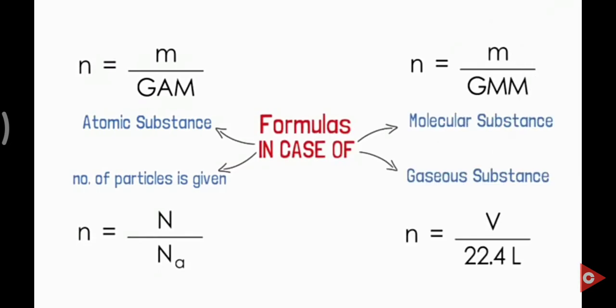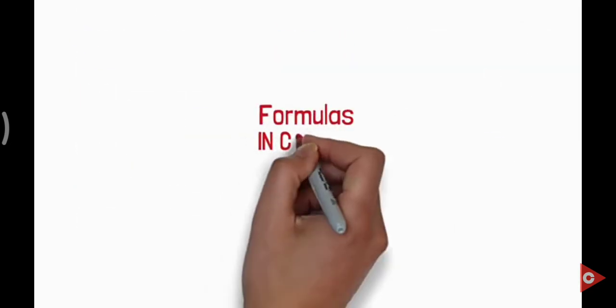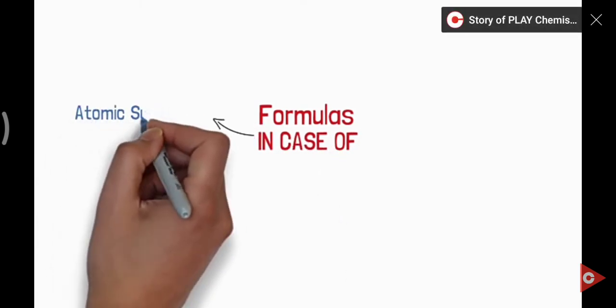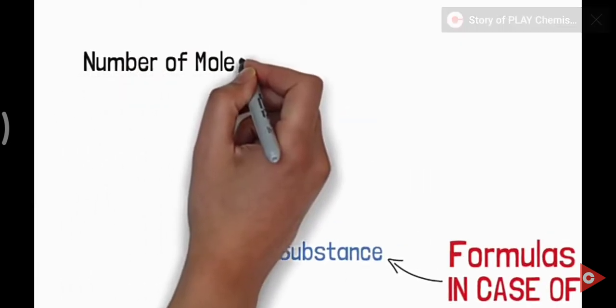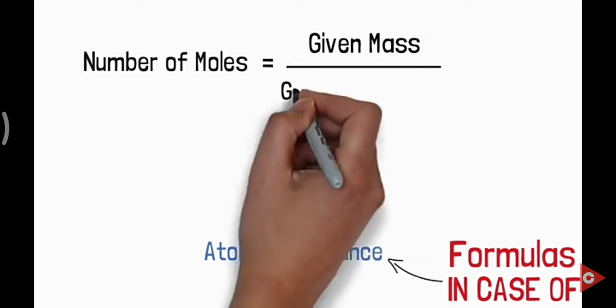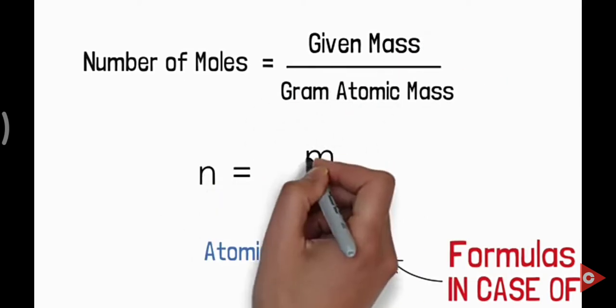So here we have 4 formulas that will help you solve any kind of mole concept numericals. Now let's understand each formula one by one. First one is for atomic substance. In the case of an atomic substance, the formula for number of moles is number of moles is equal to given mass by gram atomic mass. In short form we can write it as N is equal to M by GAM.